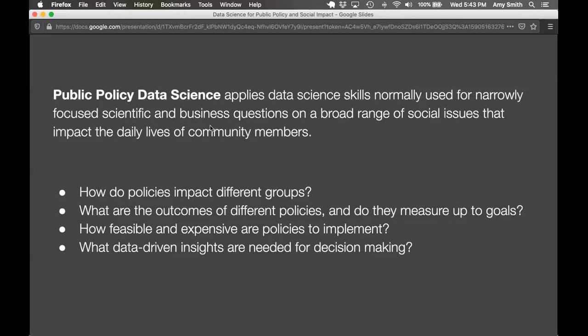Some of the questions might be, how do policies impact different groups? What are the outcomes of different policies and how are they measuring up to the goals that cities and agencies set? How feasible and expensive are policies to implement? And what are some data-driven insights that would be needed for decision-making?